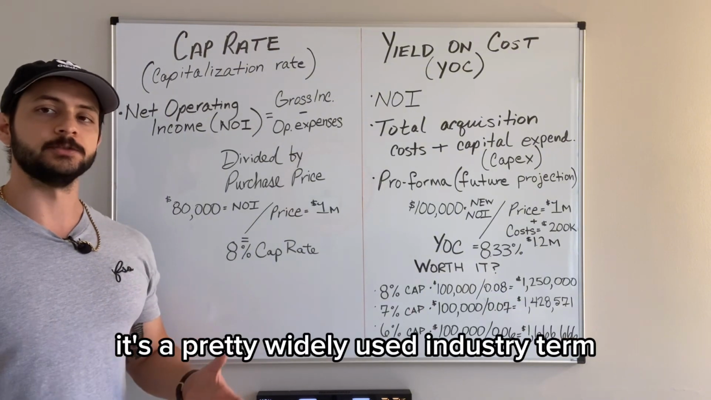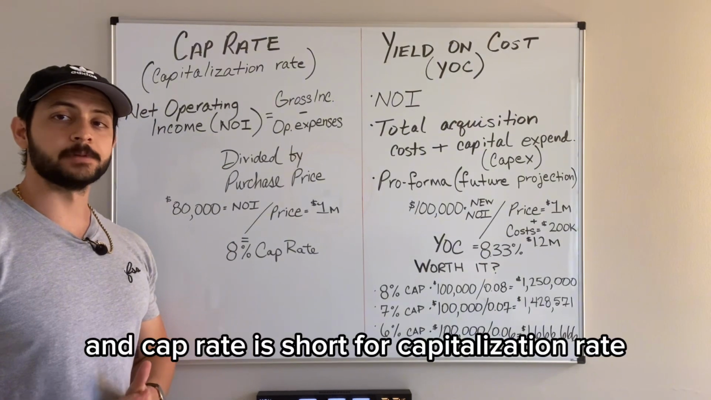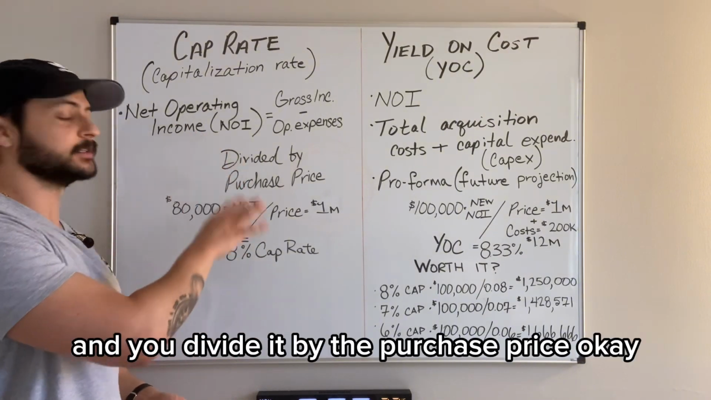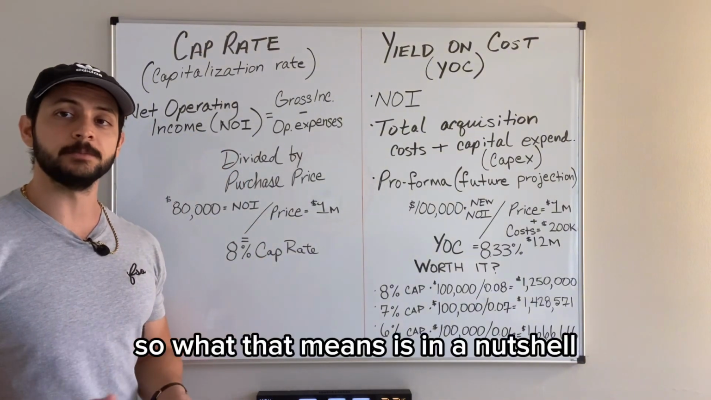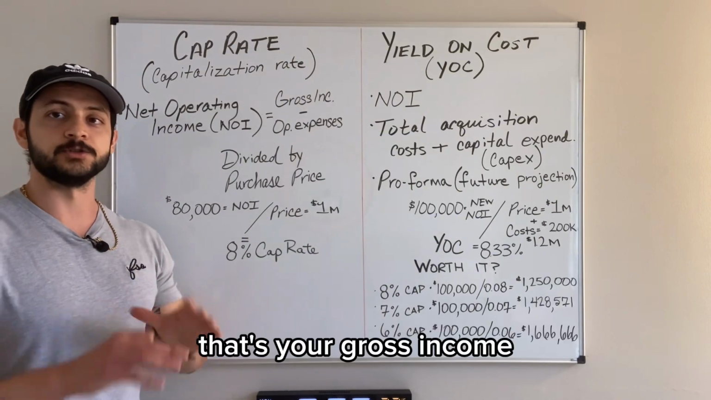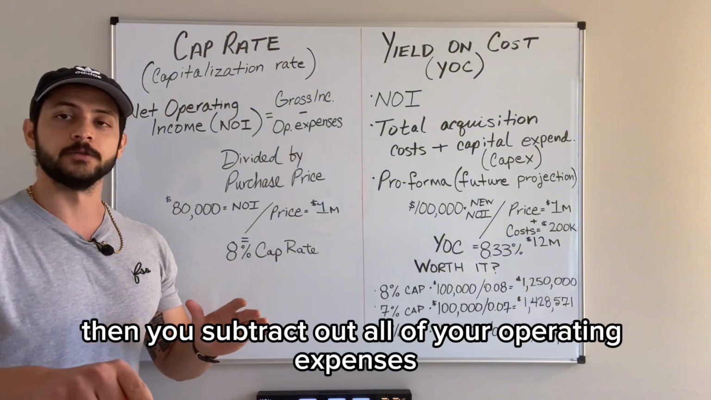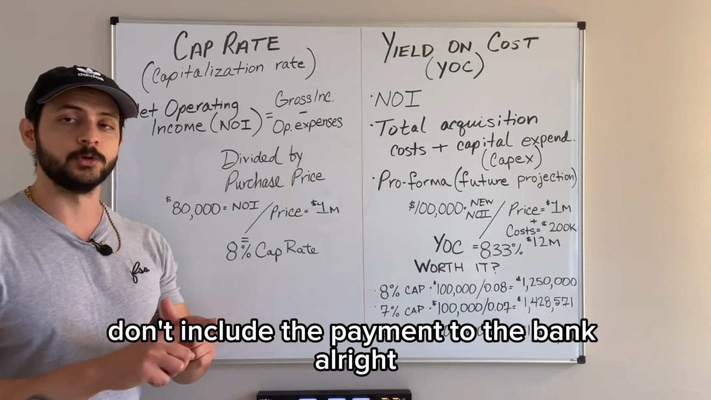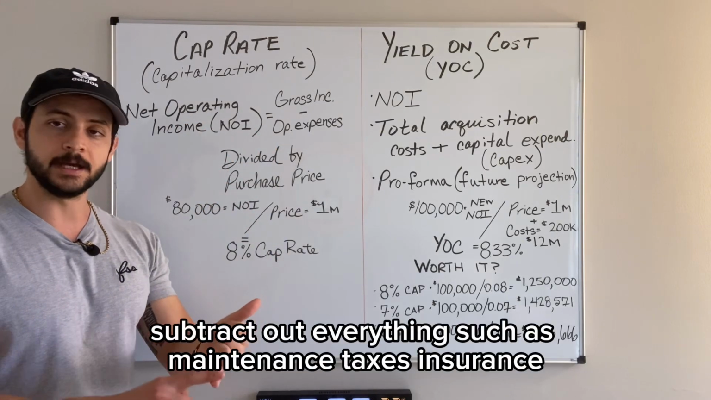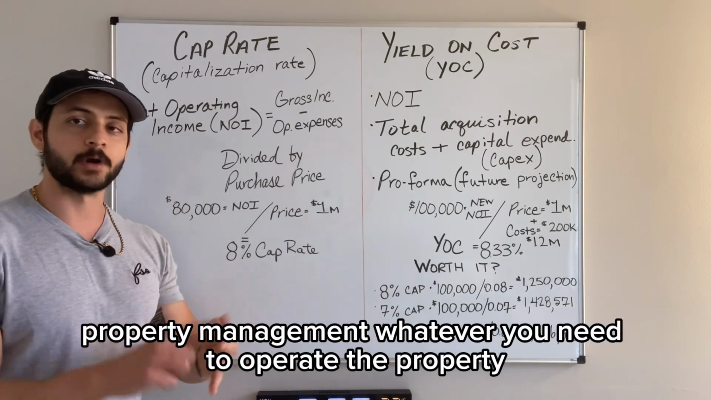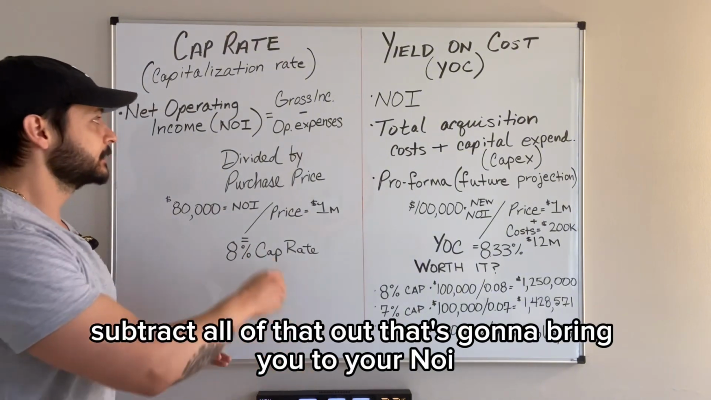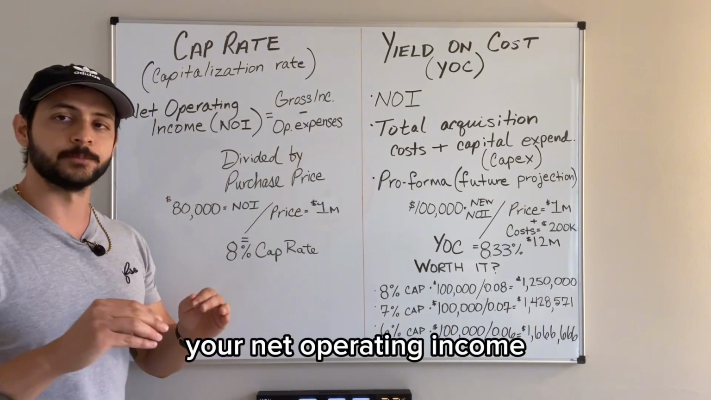It's a pretty widely used industry term. Cap rate is short for capitalization rate, and essentially the way you arrive at your cap rate is you take the net operating income and you divide it by the purchase price. In a nutshell, you have X amount of income coming in from a property, that's your gross income. Then you subtract out all of your operating expenses. You don't include the payment to the bank. So you subtract out everything such as maintenance, taxes, insurance, property management, whatever you need to operate the property. Subtract all of that out, and that's going to bring you to your NOI, your net operating income.